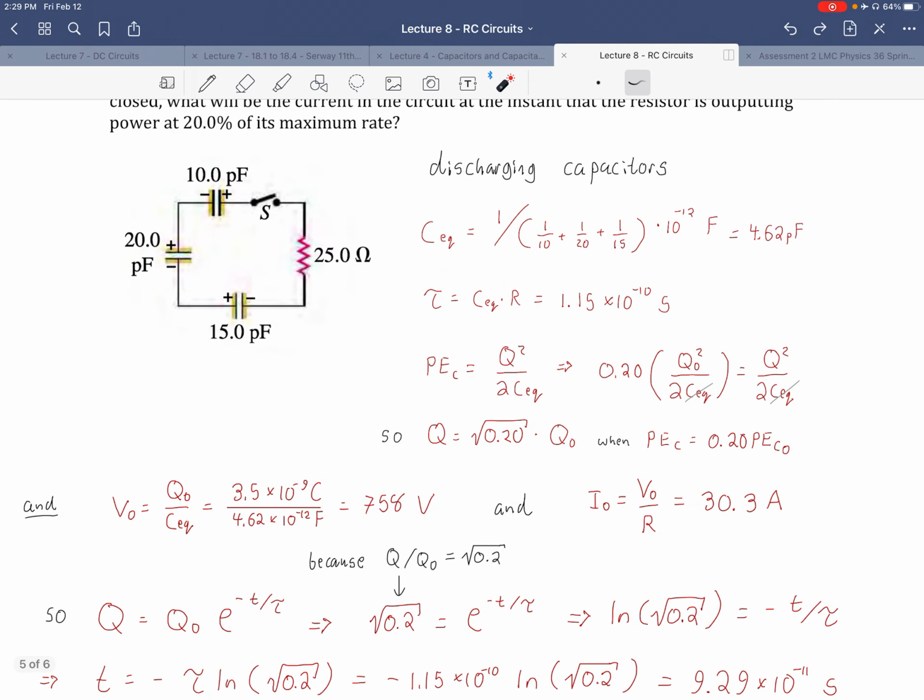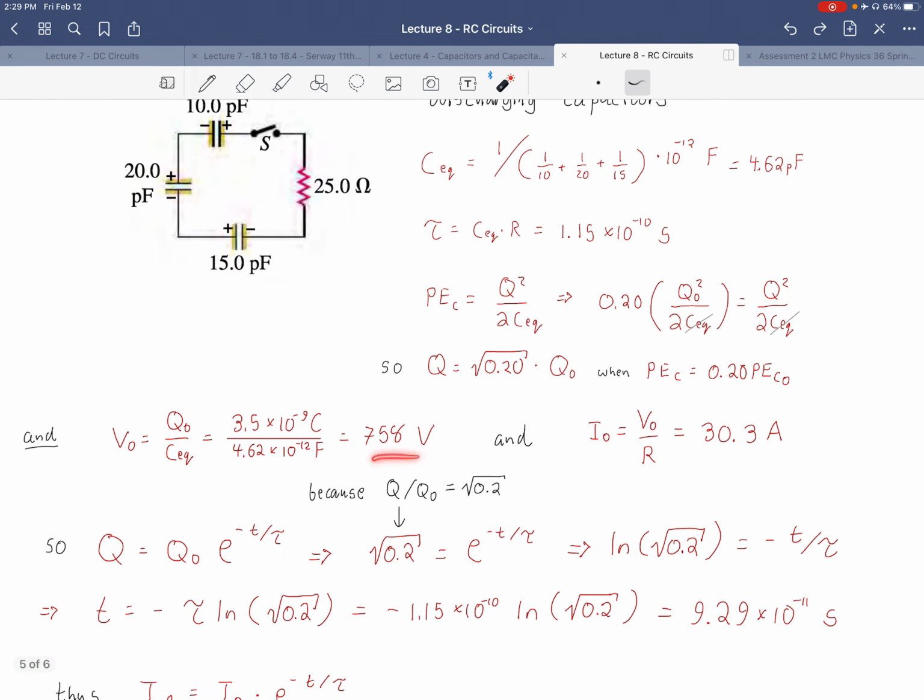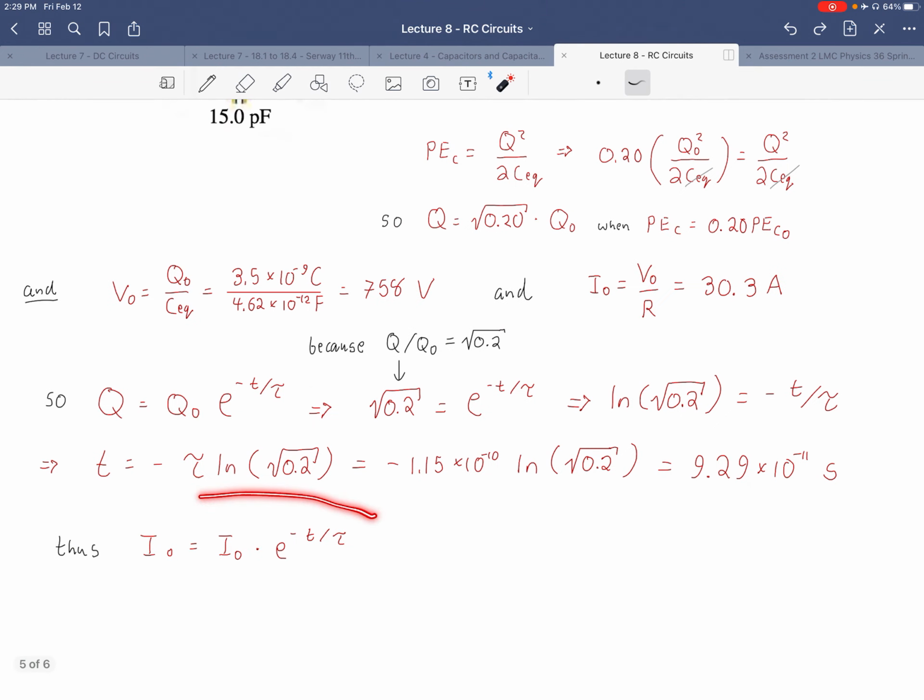So notice what I had to do. First of all, I had to find the mathematical relationship between stored energy and stored charge. Then I had to find some initial values. Then I had to find the time in order for this relationship to be true. And then finally, I'm using my exponential decay of current, collecting everything together to solve what was asked for. So here's my initial current, 30.3 amps, multiplied by e to the negative t, the time to get to 80% of lost energy, divided by my time constant. And it's 13.6 amps.